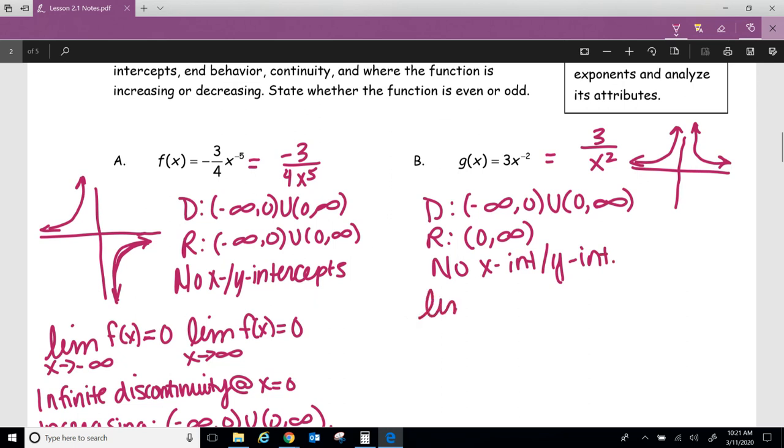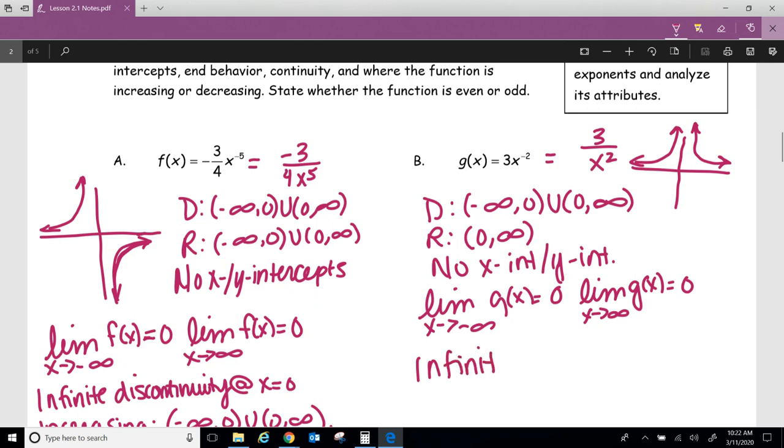The limit as x approaches negative infinity of g of x is going to go towards that horizontal asymptote, which is at 0. Same thing for the limit as x approaches infinity of g of x. That is also 0. We have an infinite discontinuity where? Where's the one x value we can't have? Right there at our asymptote, and that is at x equals 0.